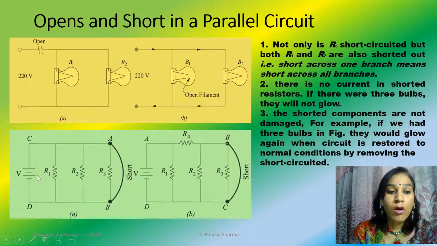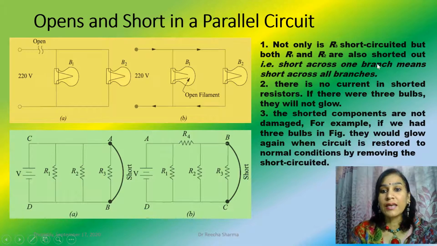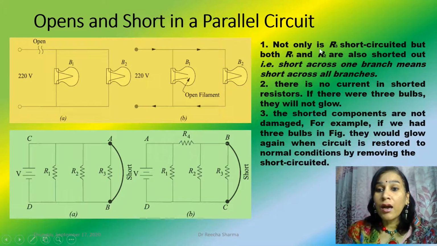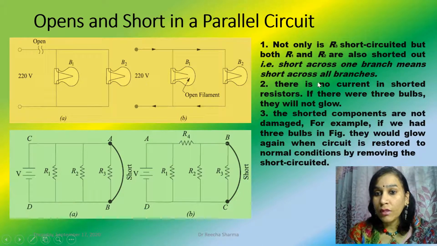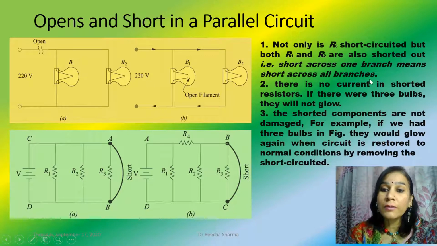A and B, all the voltage will not appear across any of the resistances, as not only is R3 short circuited, but both R1 and R2 are also shorted. When we short A and B, it also shorts R1 and R2. That is, a short across one branch means a short across all the branches. There is no current in shorted resistors. If there were 3 bulbs, they will not glow.